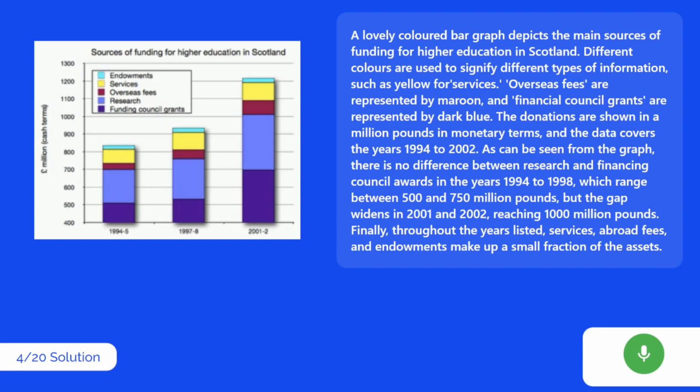As can be seen from the graph, there is no difference between Research and Financing Council awards in the years 1994 to 1998, which range between £500 and £750 million, but the gap widens in 2001 and 2002, reaching £1,000 million. Finally, throughout the years listed, services, abroad fees, and endowments make up a small fraction of the assets.